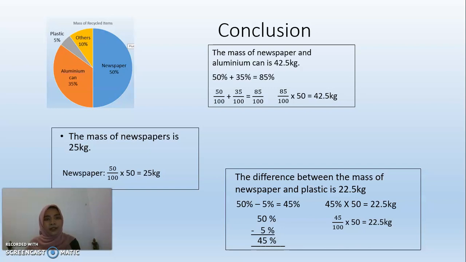It is better if we find out all the real amounts of the mass for all recycled items before we answer the other questions. I think that is all for pictograph and pie chart.